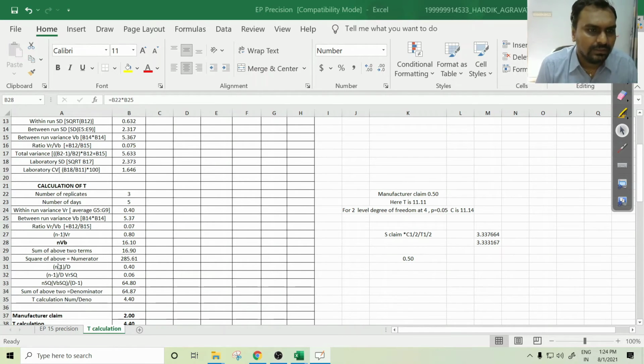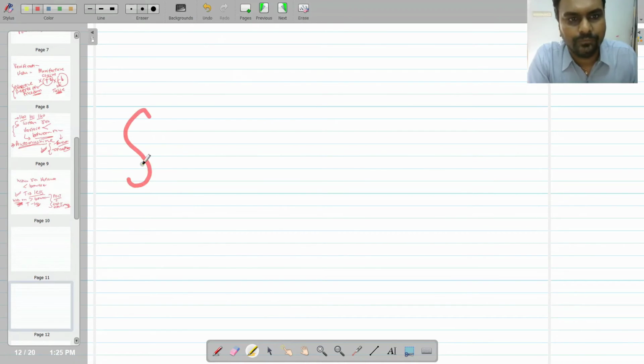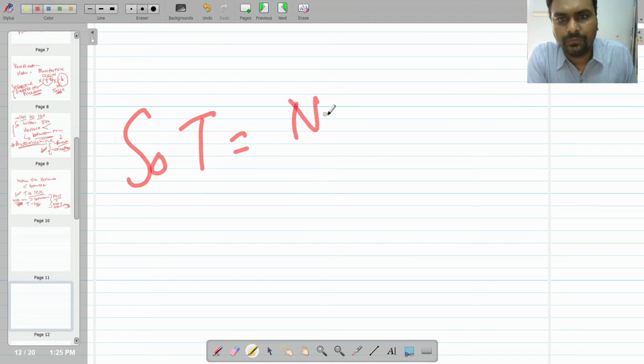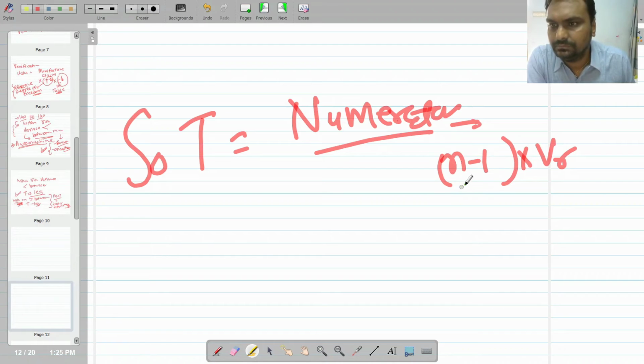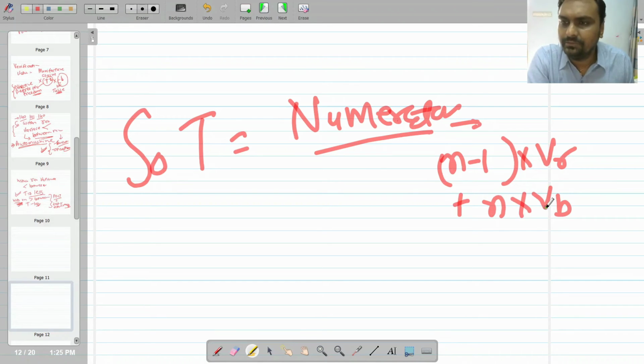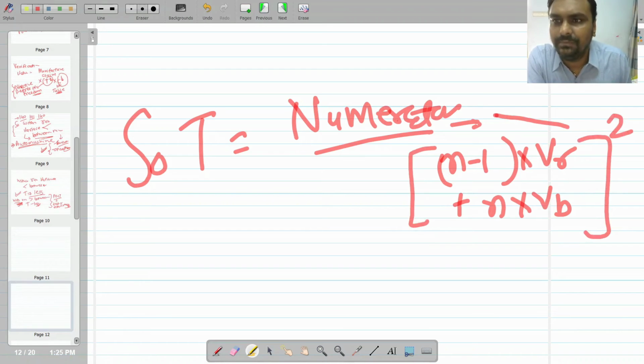So for the T value, the numerator is n minus 1 into within run variance, plus n into between run variance, and the square of this will be our numerator.